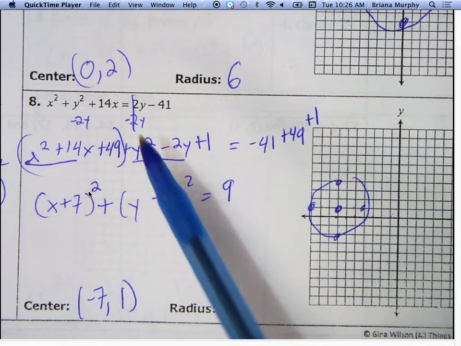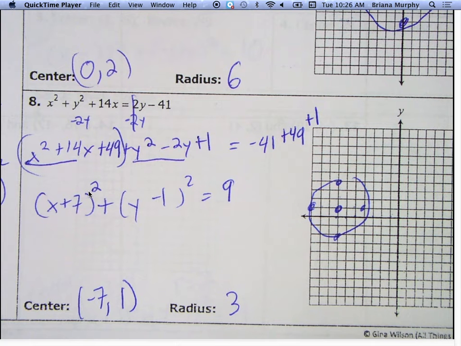Then I ask myself, what is x squared plus 14x plus 49 factored? X plus 7 squared. Then what is y squared minus 2y plus 1 factored? Y minus 1 squared.